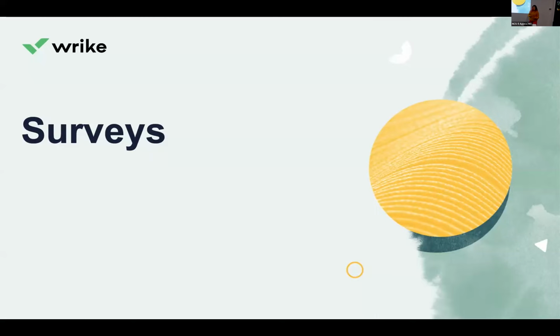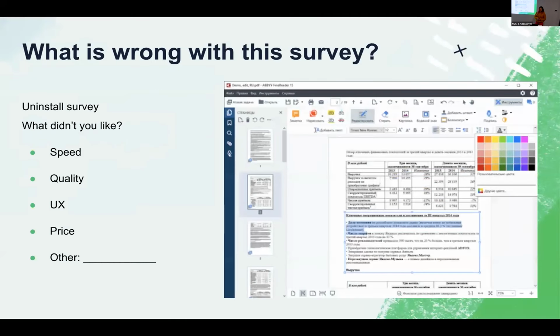So, the first research method I want to talk about is surveys. I think this is used pretty widely, and I want to talk about a case from the very, very start of my career. I'm a junior product manager who doesn't know anything from the real life of product managers, and I'm starting at ABBYY FineReader.